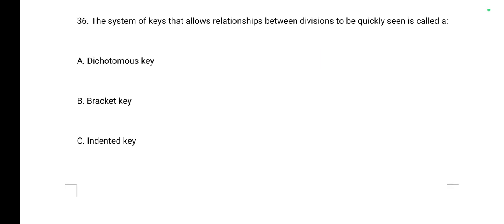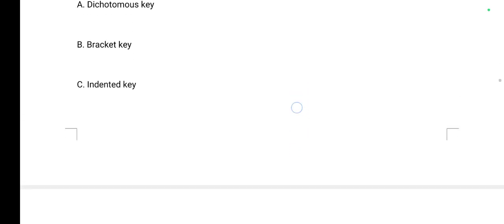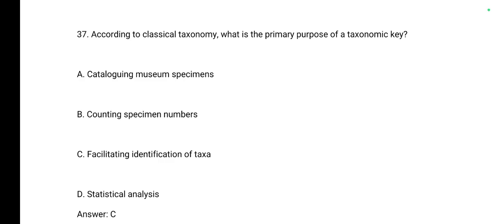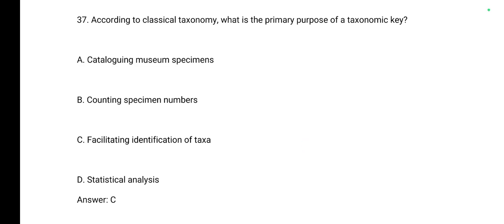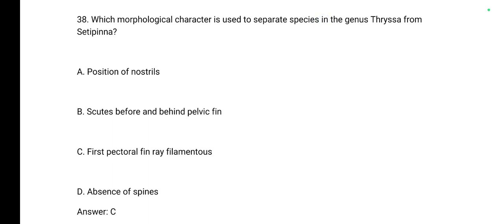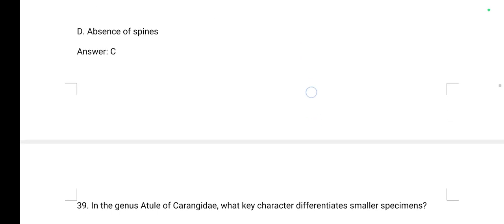The system of keys that allows relationships between divisions to be quickly seen is called, option C, indented key. According to classical taxonomy, what is the primary purpose of a taxonomic key? It is facilitating identification of taxa. Which morphological character is used to separate species in the genus Thryssa from Setipinna? It is the first pectoral fin ray being filamentous.